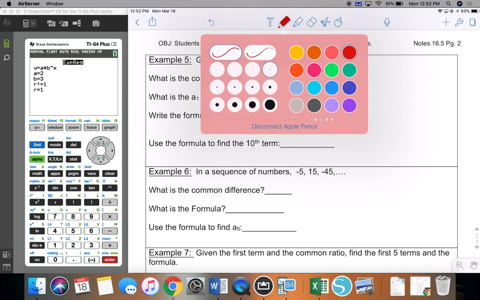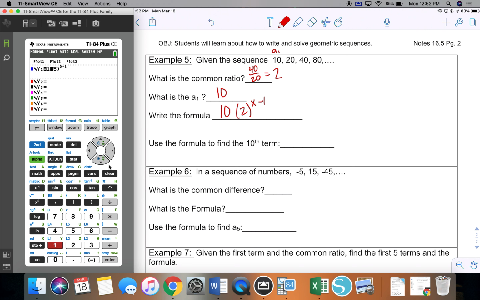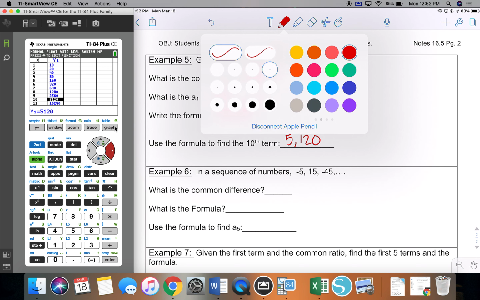Okay. Example 5, we're given the sequence, the common ratio. If we take 40 divided by 20, it doesn't matter which one we take, but take a term and divide it by the most previous term or the term before it, and you get 2. A_1 is 10. That's my first term. So my formula is start times rate raised to the x minus 1. So then to find the 10th term, I'm just going to plug that in. So 10 times 2 raised to the x minus 1. I'm going to go to the table, and the 10th term is 5,120.